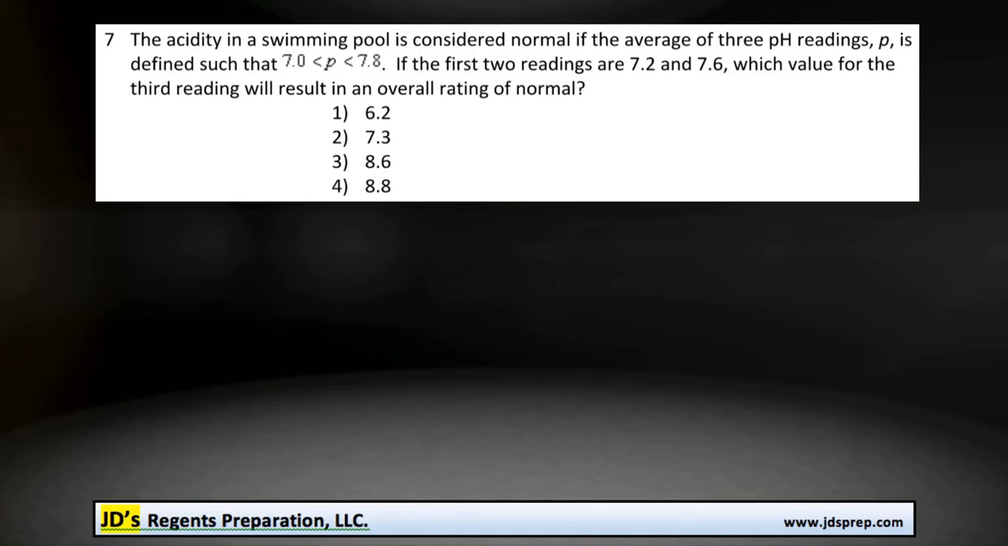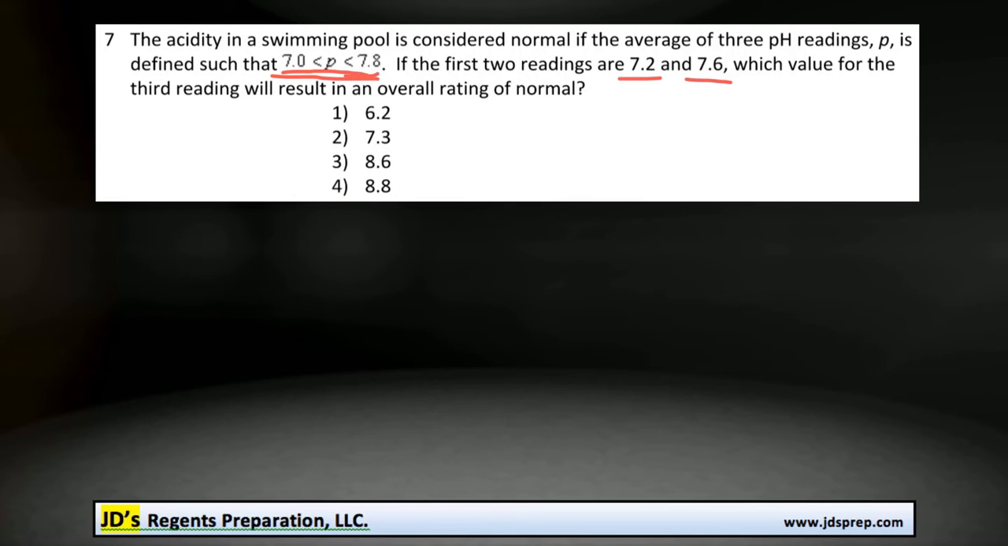So we're dealing with the acidity in a swimming pool, and it's considered normal if the average of the three pH readings is between 7.0 and 7.8. It says if the first two readings are 7.2 and 7.6, which value for the third reading would result in an overall rating of normal? Meaning if we were to average out these three numbers, we would get an answer that's between 7.0 and 7.8.